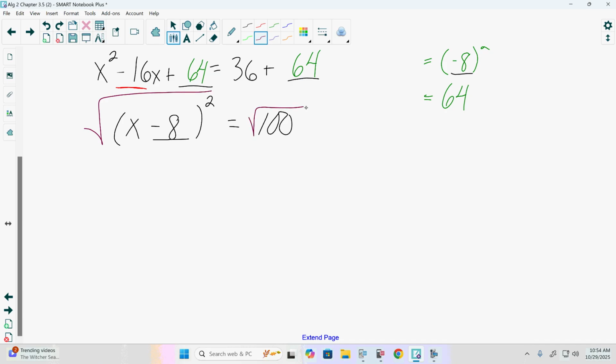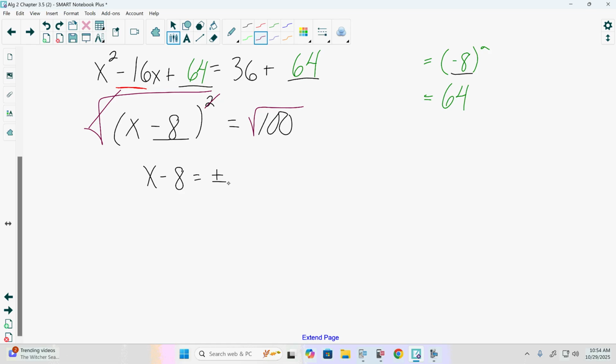First step in solving is going to be square root of both sides. Now we're just doing the square root method. On the left-hand side, our square root and square will cancel, telling us x minus 8 is equal to plus or minus. Whenever we take the square root of both sides, we have to put the plus or minus.